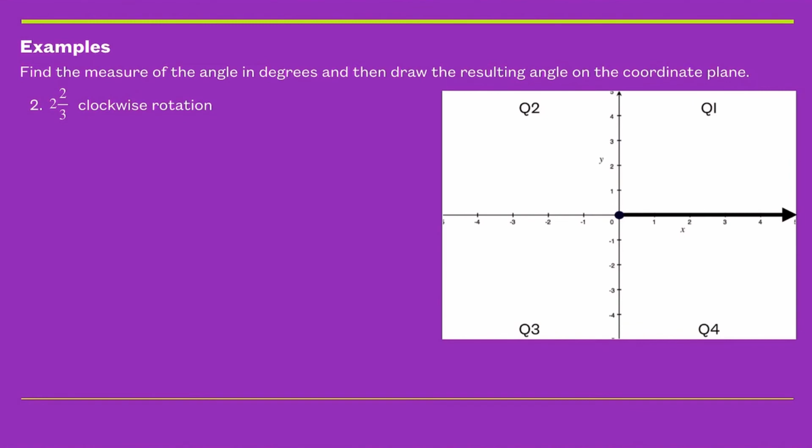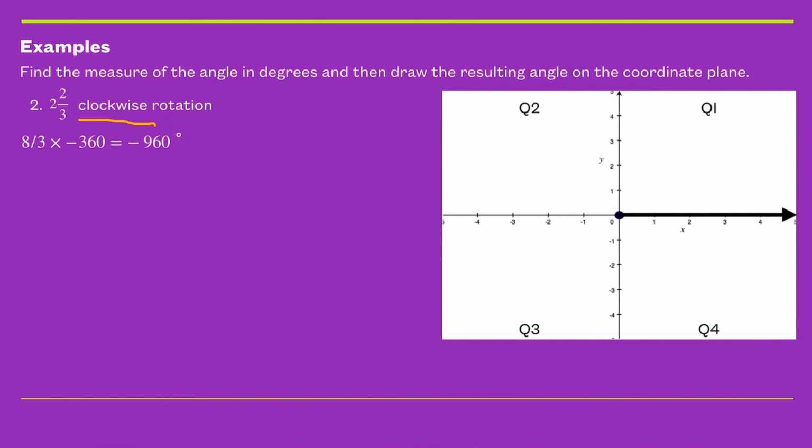So what I'm going to do is change this mixed number to an improper fraction. You can see that. So that's going to be 8/3. And again, we have to multiply that times negative 360 because we're going in the clockwise direction. So our angle measure, if we take 8/3 times negative 360, is going to be negative 960 degrees.